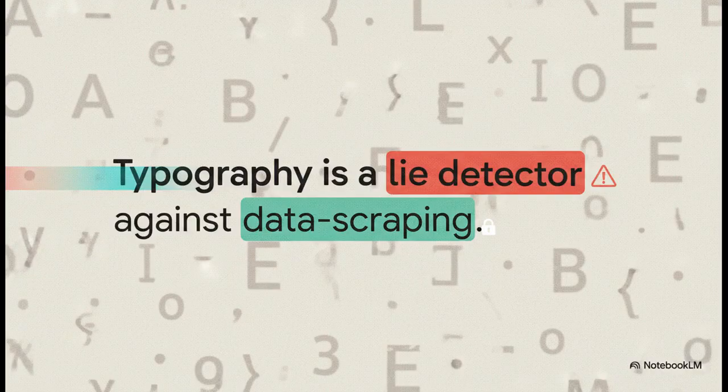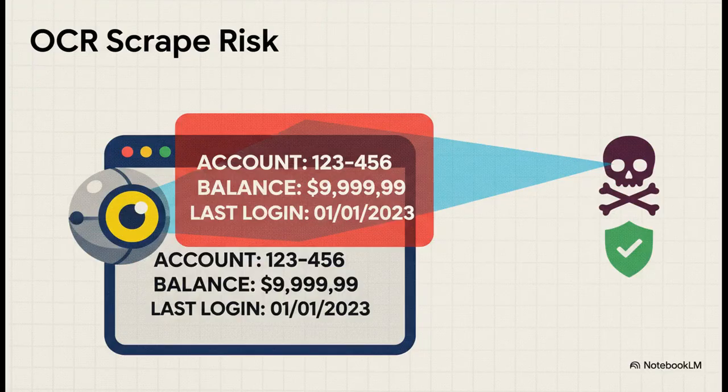Okay, now let's talk about text. You probably wouldn't think the font you're reading could be a critical security feature, but in ChromeOS, it's actually a powerful lie detector. The threat here is something called an OCR scrape risk. Basically, a malicious overlay could display text that looks totally normal to you, but is subtly different to a machine. This could trick automated screen reading tools into scraping your sensitive data, and you'd never even know it was happening.